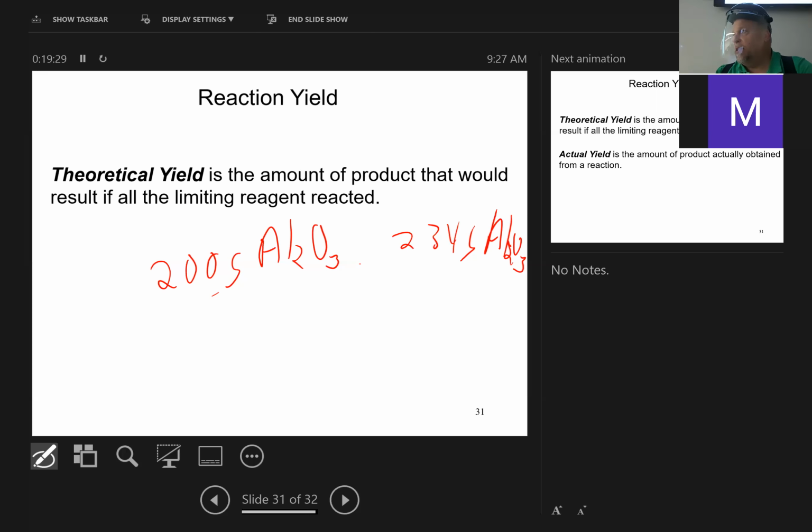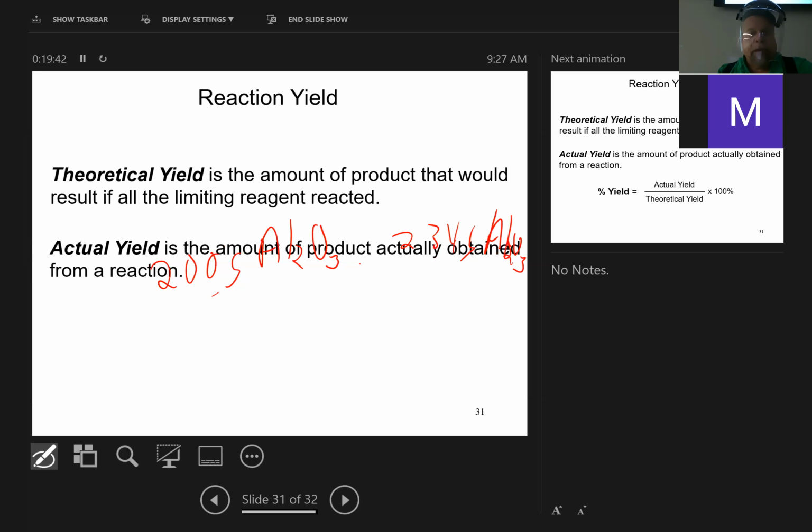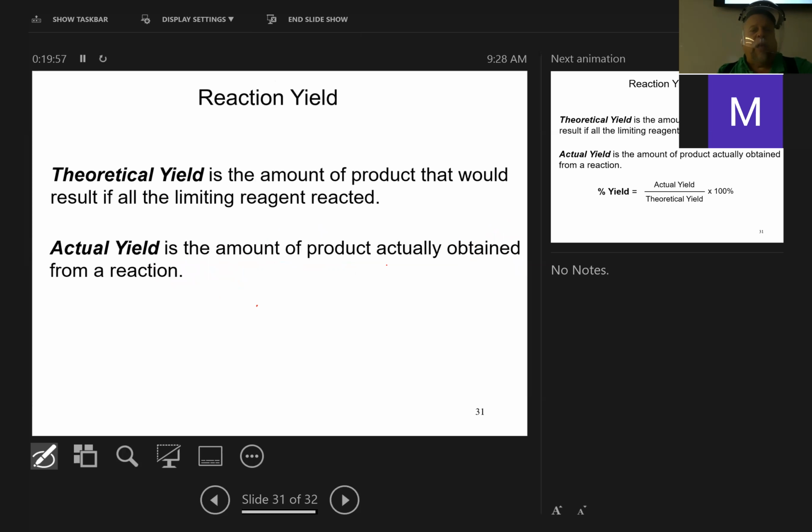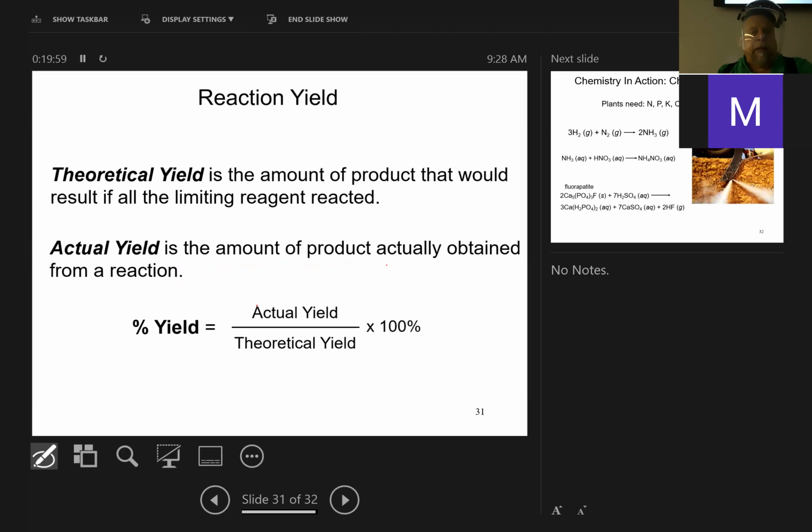Any ideas? Well, you could spill something. Usually it's spillage, okay? Or just calculations at the end. So the actual yield is the amount of product actually obtained from it. That could be based on spillage, or it can be based on other things related to this. So actual yield is the amount of product actually obtained. So the percent yield is the actual divided by the theoretical yield times 100.